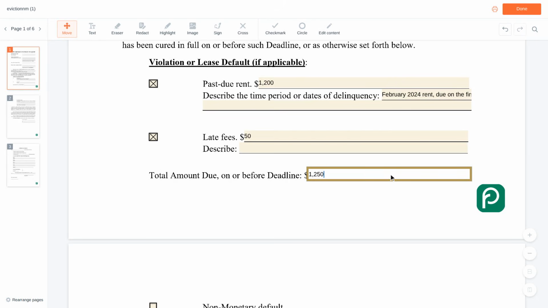When you post, mail, or hand deliver the notice, make sure to include the date of posting on the notice itself.